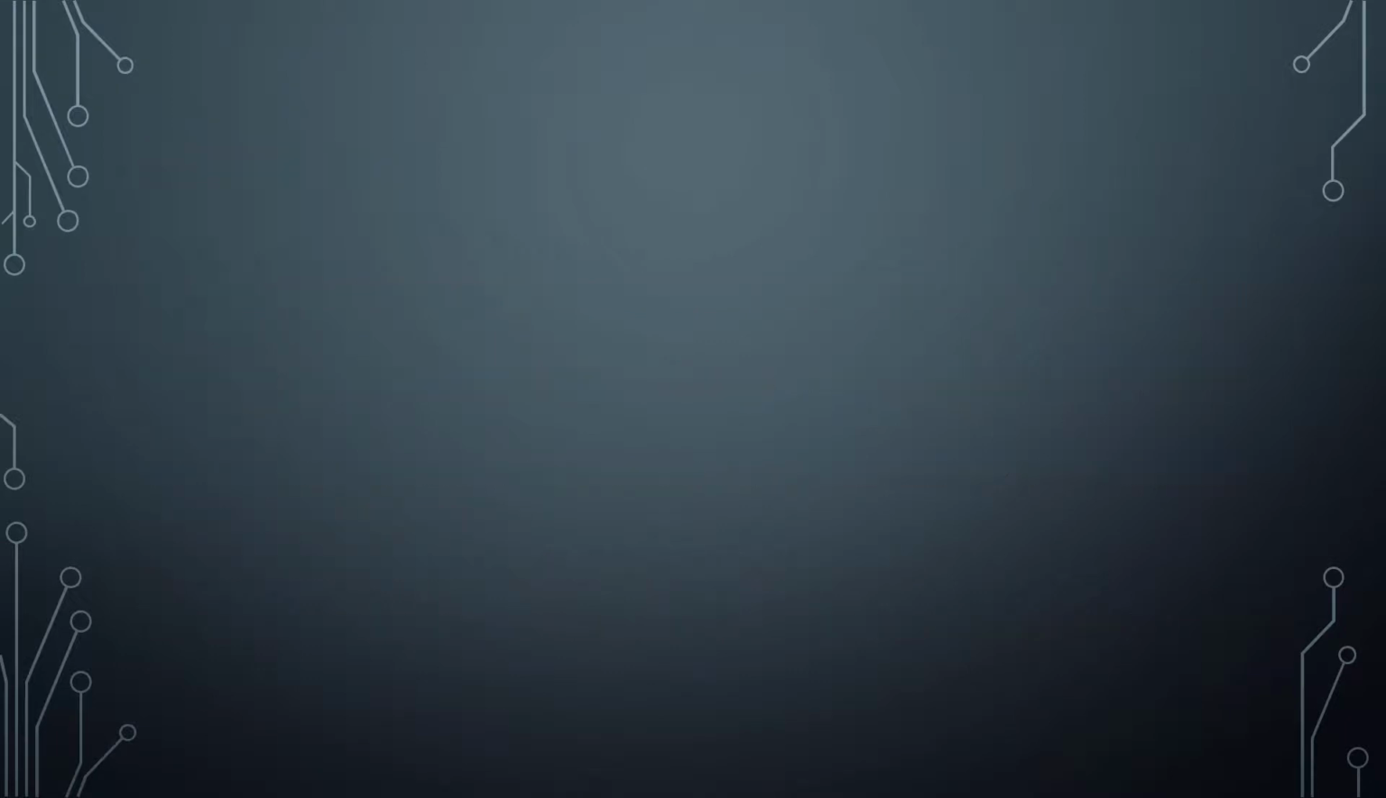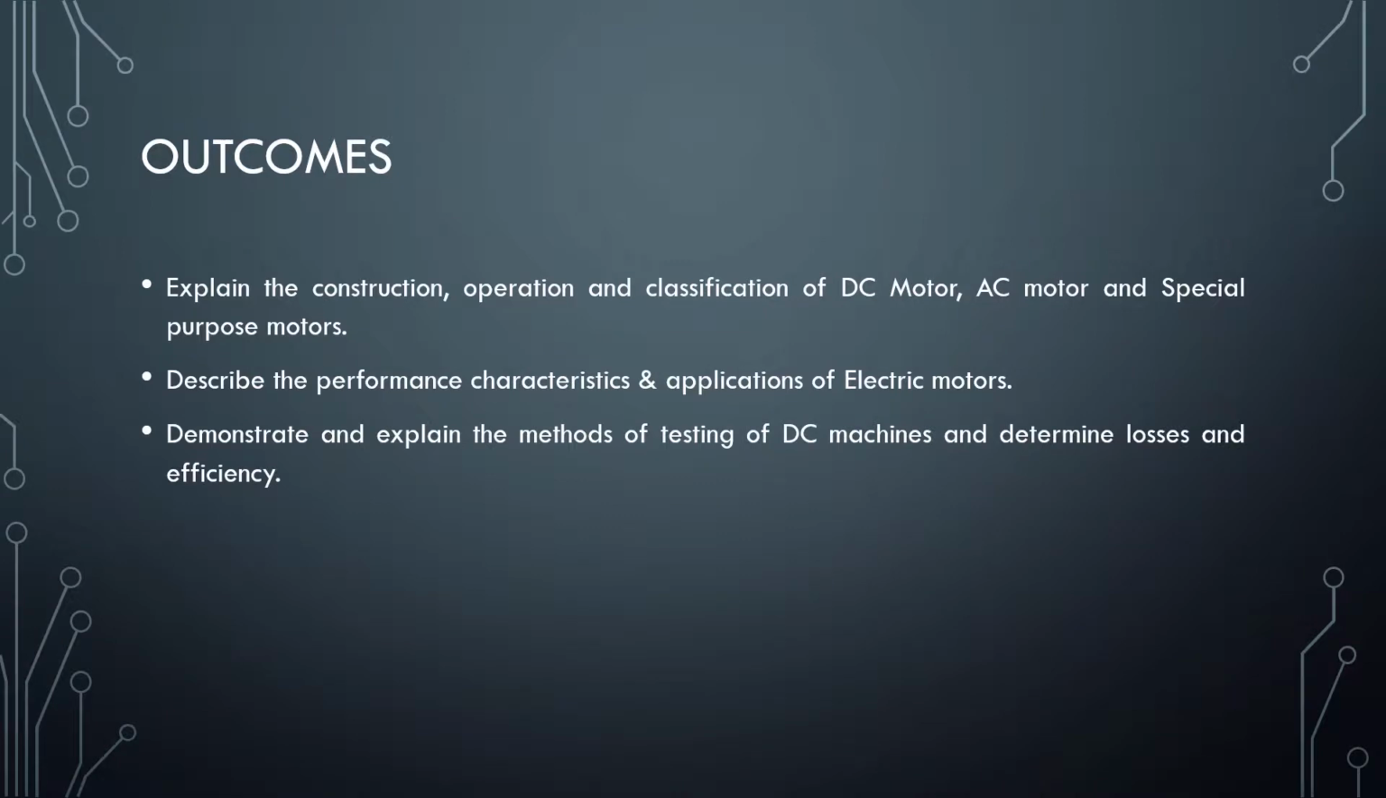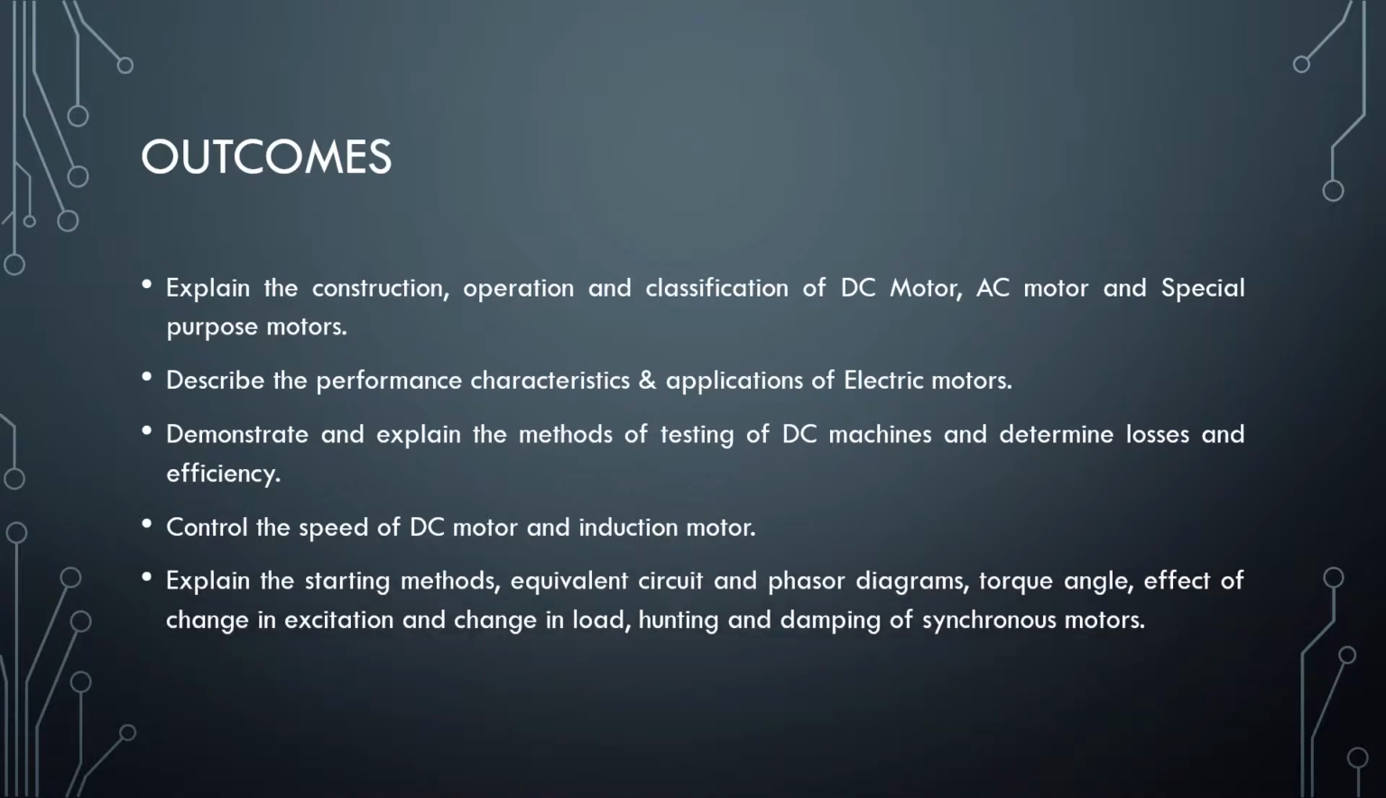After studying this course, a student will be able to explain the construction, operation and classification of DC motors, AC motors and special purpose motors, describe the performance characteristics and applications of electric motors, demonstrate and explain the methods of testing of DC machines and determine losses and efficiency, and control the speed of DC motors and induction motors. Also the starting methods, equivalent circuit, phasor diagram, torque angle, effect of change in excitation and change in load, hunting and damping of synchronous motors.